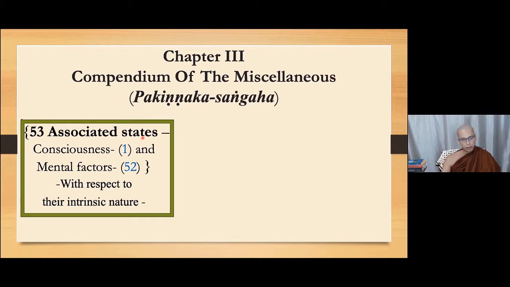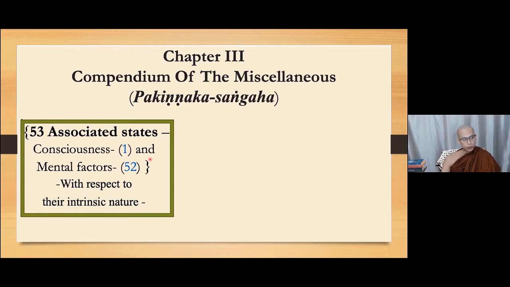Here, mental state includes the consciousness. So 52 mental factors and 1 consciousness. Altogether, 53 mentalities will be analyzed in different ways. If you read the Abhidhamma Sangaha text, there is the usage te panyasa, the number te panyasa. Te is 3 and panyasa is 50. So te panyasa, 53 dhamma.